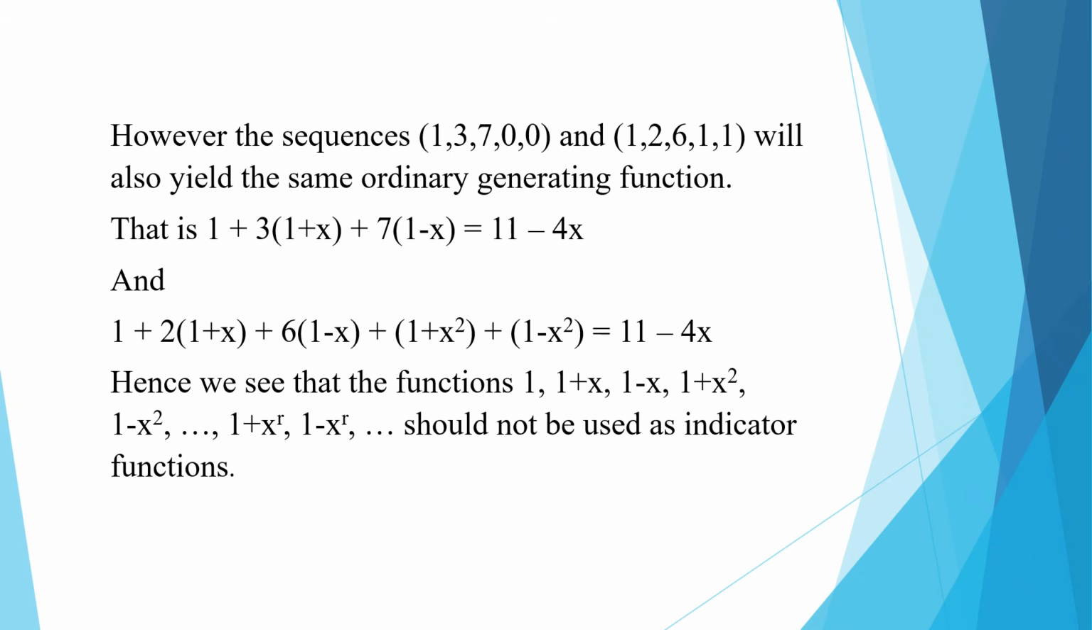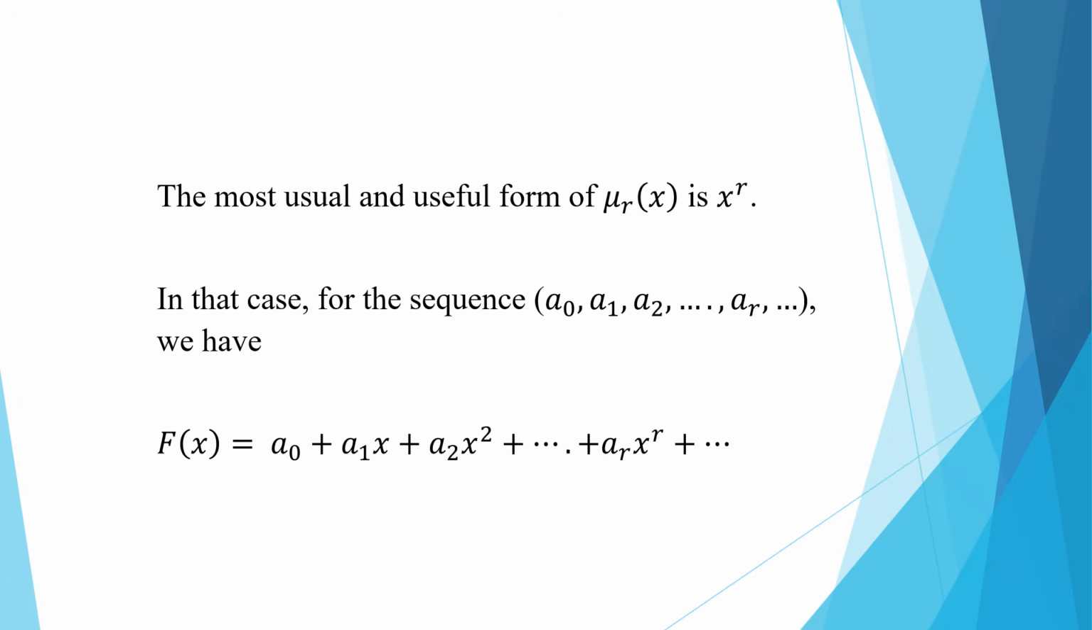And also when we consider the sequence 1, 2, 6, 1, 1, we get 1 plus 2 into 1 plus x plus 6 into 1 minus x plus 1 plus x square plus 1 minus x square, which on simplification gives 11 minus 4x. So the ordinary generating function for different sequences is the same. That is, we are getting 11 minus 4x. We should not get it like that. So hence we conclude that the functions 1, 1 plus x, 1 minus x, 1 plus x square and so on should not be used as indicator functions.